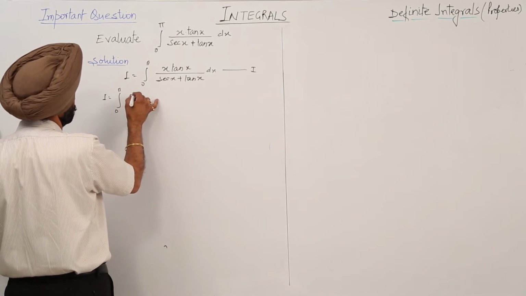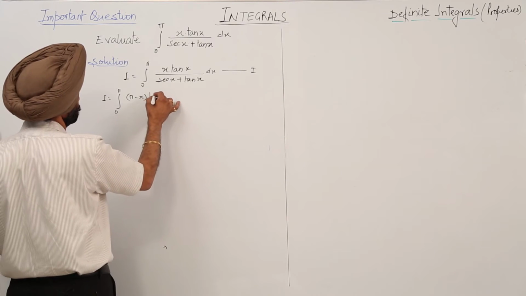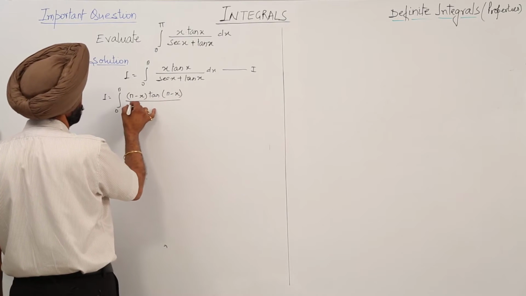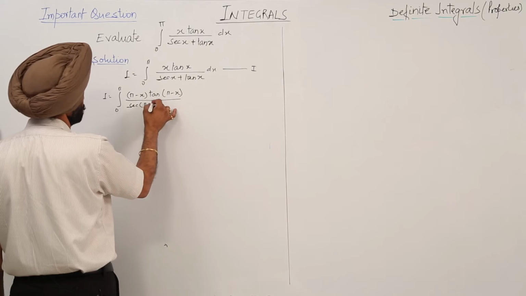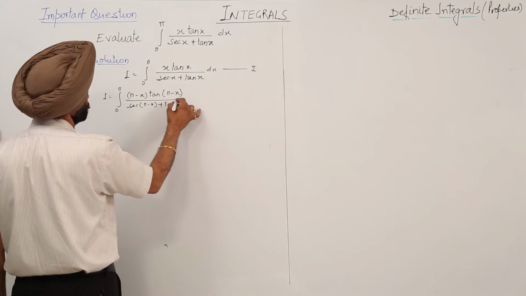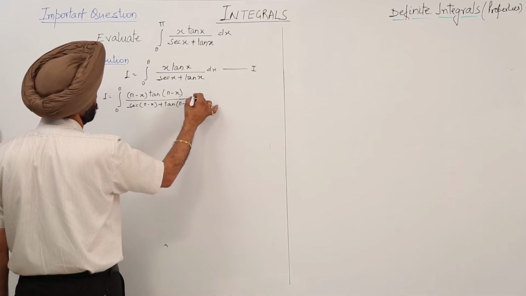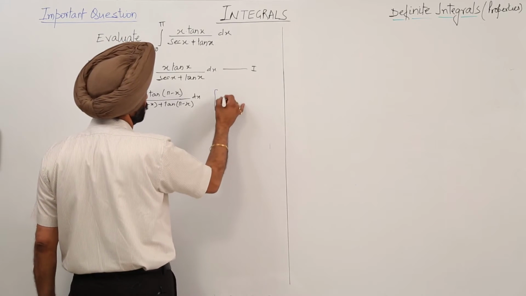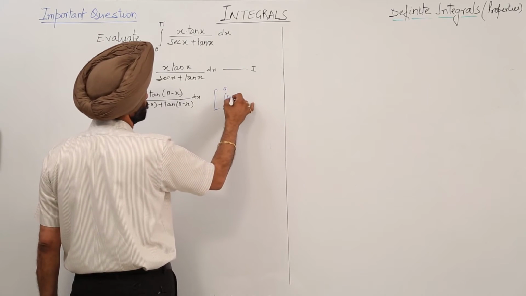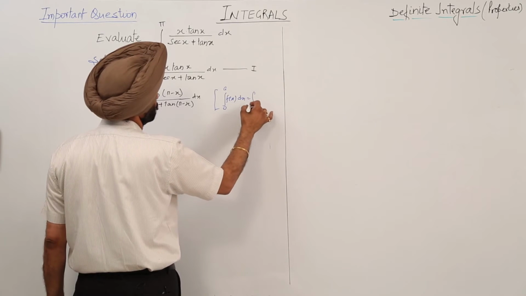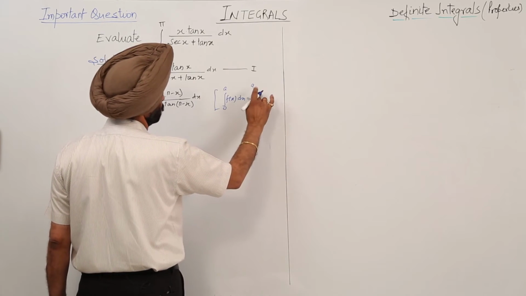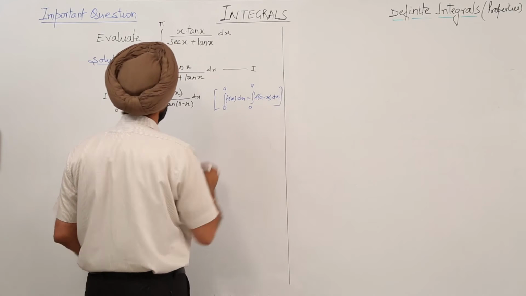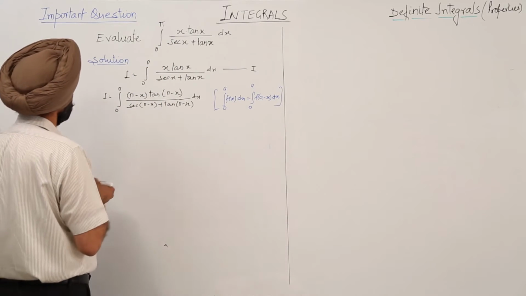Now the integral from 0 to pi of (pi minus x) tan(pi minus x) upon secant(pi minus x) plus tan(pi minus x) dx. The property is that the integration of 0 to a f(x) dx is equal to the integration of 0 to a f(a minus x) dx. Using this property we have written this part.